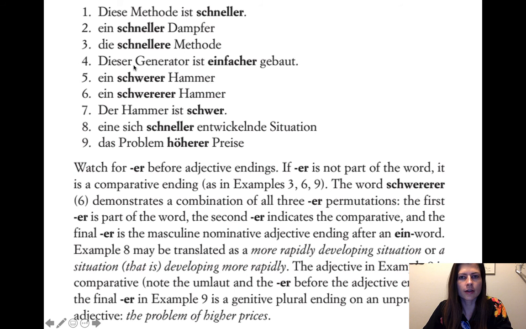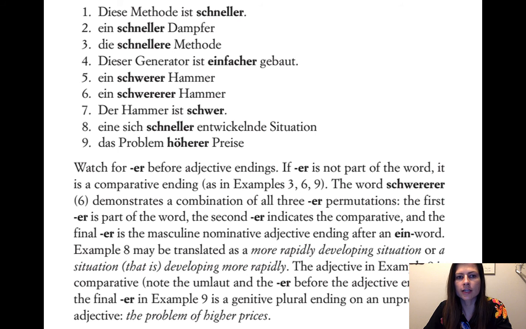And then, dieser Generator ist einfacher gebaut. Einfach means simple. In this case, it's an adverb. This generator is built simply, in a simple way. So, in a more simple way, actually, it's an adverb, and then it's comparative too. So this generator is built more simply, in a simpler way. And then ein schwerer Hammer, schwer is the word, plus the adjective ending for masculine nominative and ein word, a heavy hammer, ein schwerer Hammer.